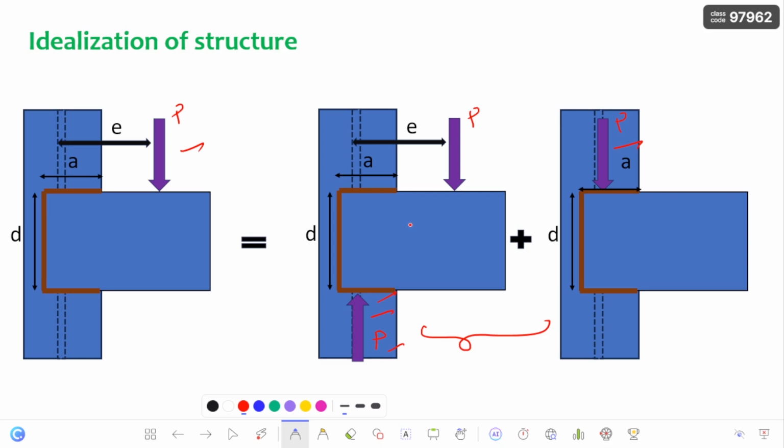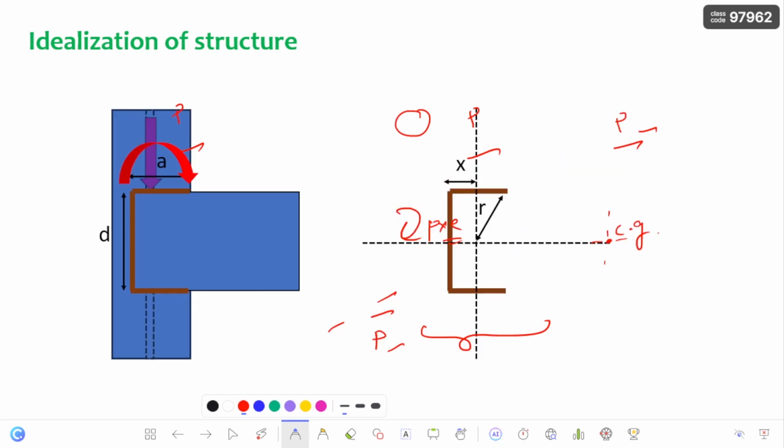Here the torque you are going to get is of magnitude P into E, because of these two equal and opposite forces at a lever arm E. Coming to the remaining force, you are going to get shear acting on the weld, and it is going to pass through the CG of this weld. So now let us get into the calculation part.